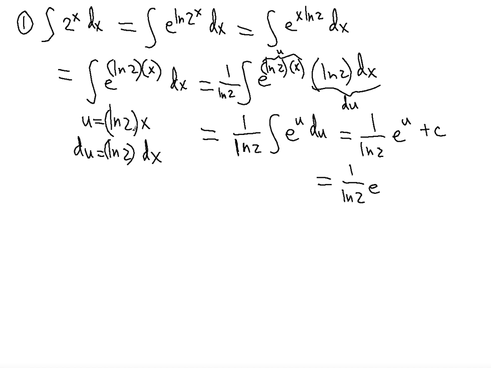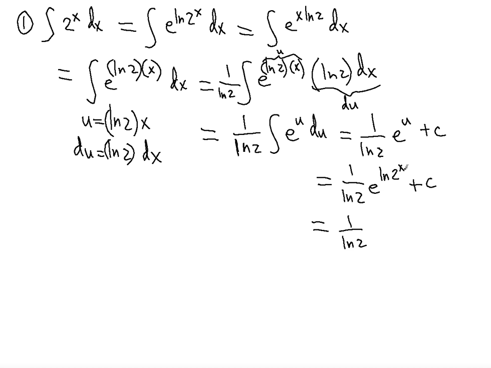Notice that ln 2 times x can be written as, well, let me see, ln 2 to the power of x. Yeah, e to the ln 2 to the power of x, right? I'm just going backwards here. I'm looking at this part and then I'm looking at this part, right? Going backwards, right? And actually, notice that you can even write this as 1 over ln 2.